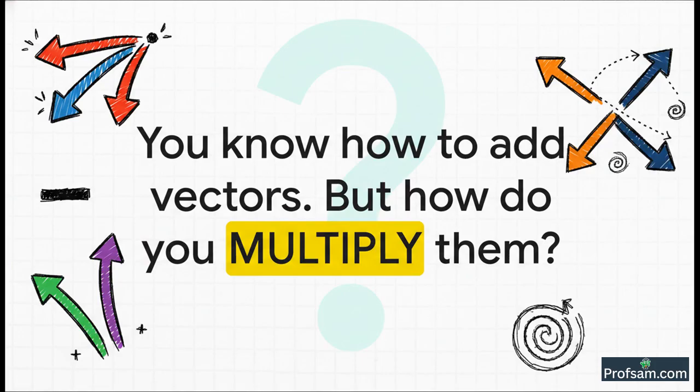So, you've totally mastered adding vectors and you're a pro at subtracting them. But what happens when you need to multiply them? I mean, if you just multiply their magnitudes, you lose all that important direction information, right? And that's the whole point of a vector. So, how do we actually do it?